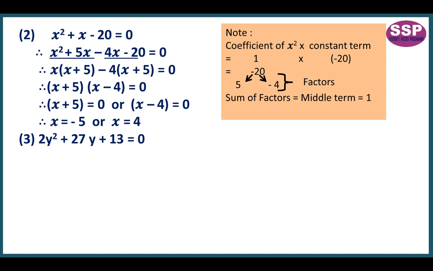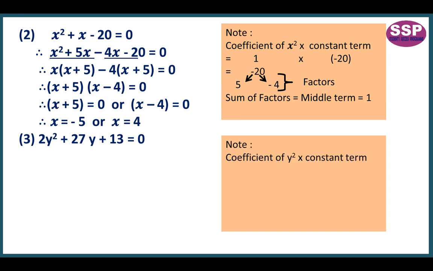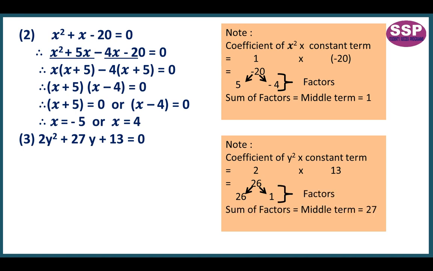Okay. Now next problem, 2y square plus 27y plus 13 equal to 0. Here also we have to find the product of the coefficient of y square and the constant term. Therefore we get 2 multiplied by 13, where 2 is the coefficient of y square and the constant term is 13. Now the product is 26. Now we take the factors of 26 as 26 and 1, because the sum of the factors 26 and 1 is equal to the middle term, that is 27.